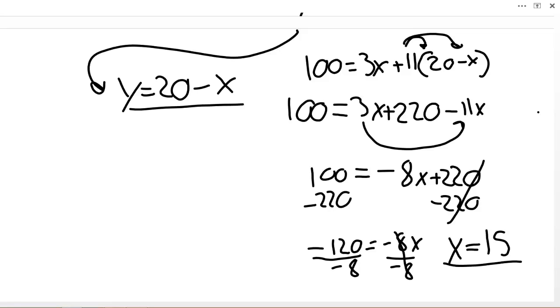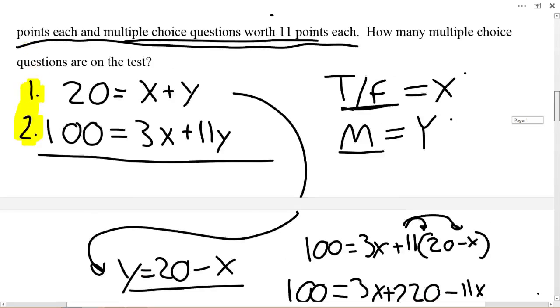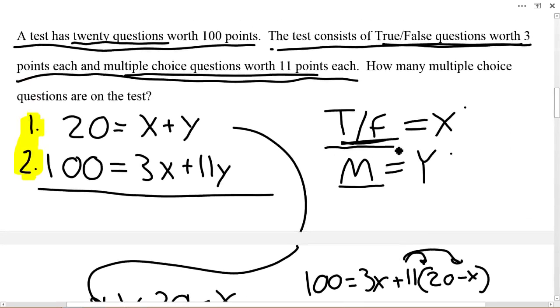Okay. So we already know what x is. Just so you guys didn't forget by now already, remember what we said x is? Remember we said x is the number of true and false questions. All right. So we already know one thing. We already know that there has to be 15 true and false questions. That's one thing we already know, you guys. 15 true and false questions.